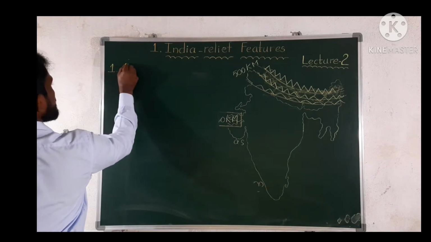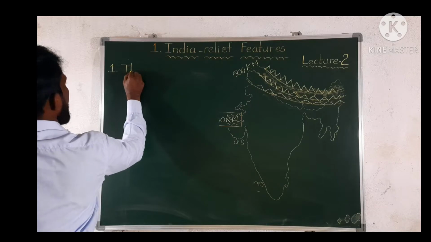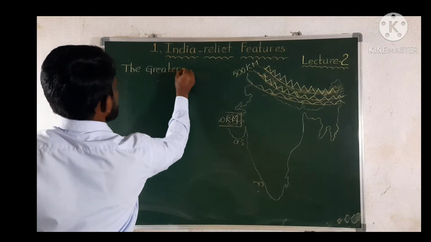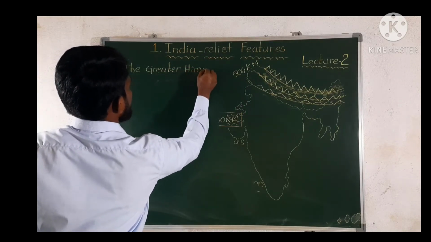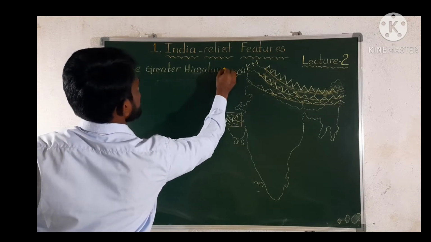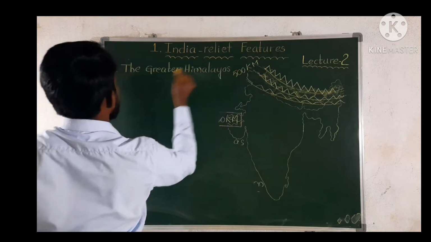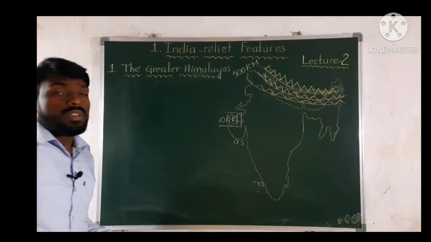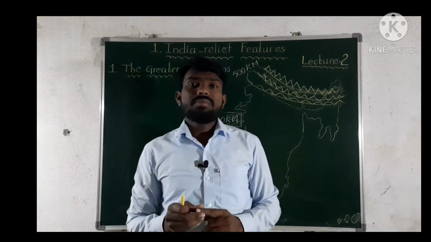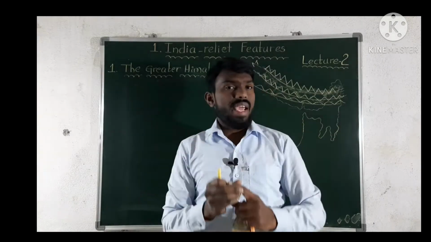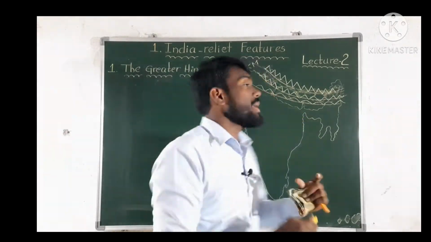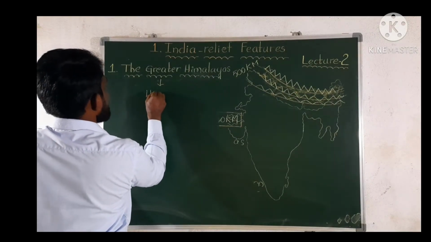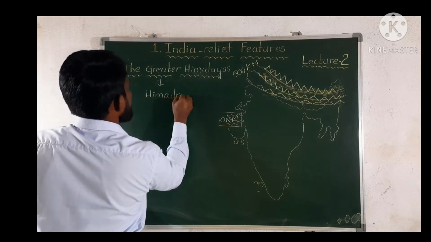Okay, children, the first and northernmost range is the Greater Himalayas, also called Himadri. Remember this, it is very important.